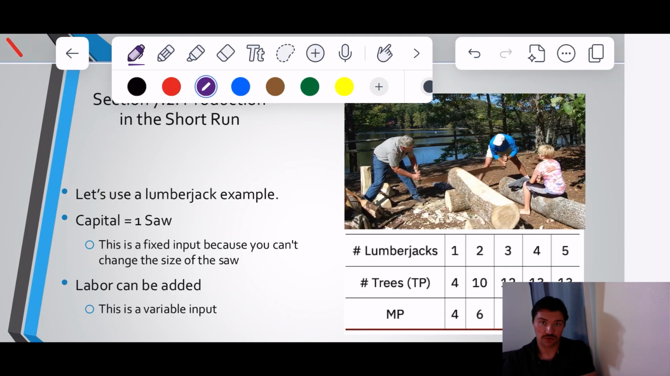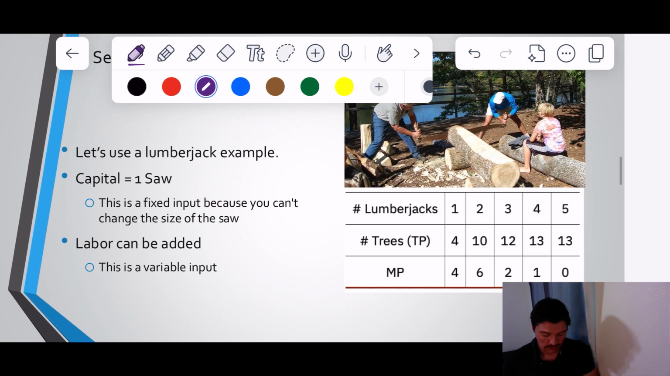Let's look at production in the short run with an example. We're going to use lumberjacks, and the capital good of this is one saw. Again, this is a fixed input because you cannot change the size of a saw unless you bought a new saw. But that would be a new fixed input because you can't change it. Labor can be added to this to increase production potentially.